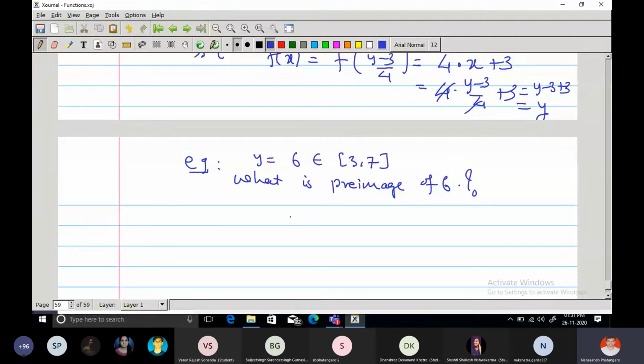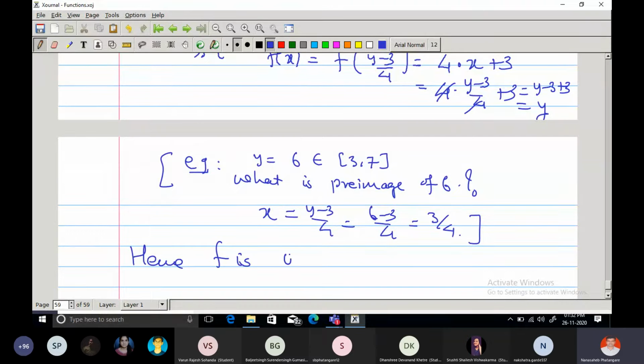That means 6 minus 3 by 4. What is it? 3 by 4. So the pre-image of 6 is 3 by 4, which is in the domain. So for every element it is true. And so can we conclude that hence f is onto, and therefore f is a bijection because it is 1-1 and onto. Correct?